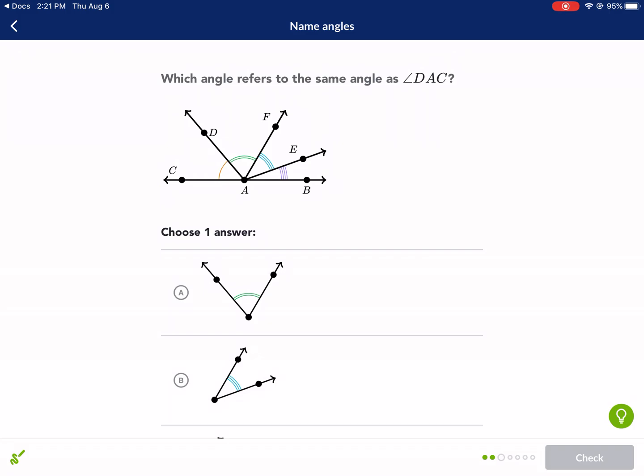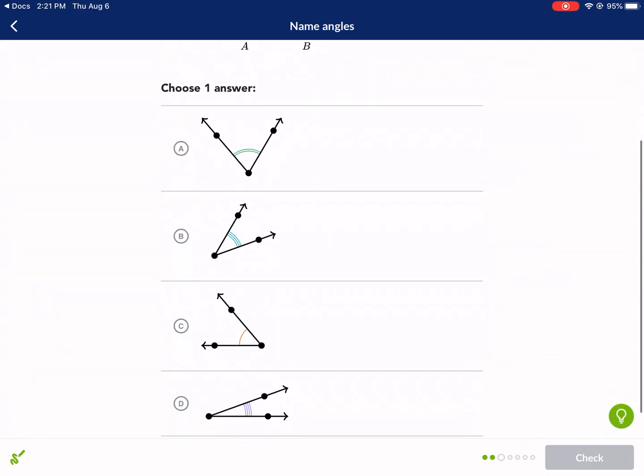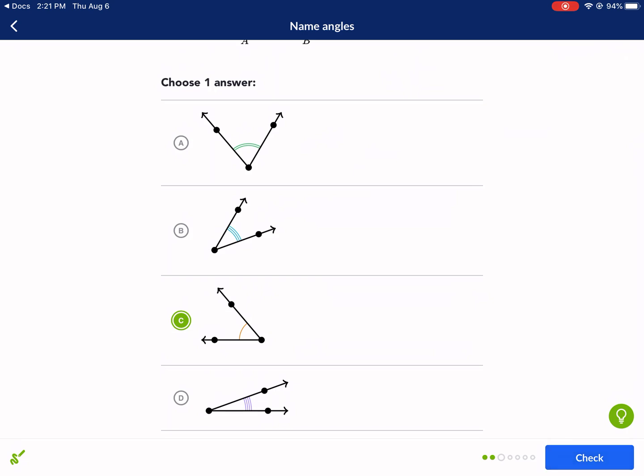Which angle refers to the same angle as DAC? So let's find DAC. Keep in mind that A needs to be in the middle because it's the middle letter here, and that's our vertex. So D is here, C is there. It's situated on two rays, just like all angles are, and that measure is right here. That's our angle, DAC. So we just need to look for the corresponding picture of DAC, and it's this guy, letter C.